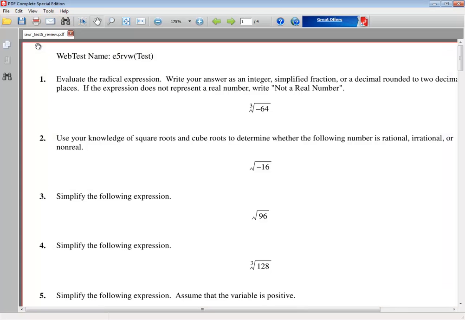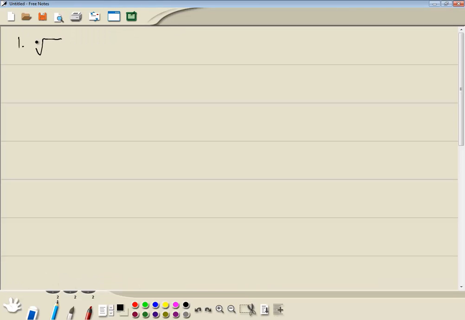Okay, so we got the cube root of negative 64. First off, when you got an odd index and you got a negative number inside, you take the negative and put it on the outside of the radical. So we'll do that to begin with.